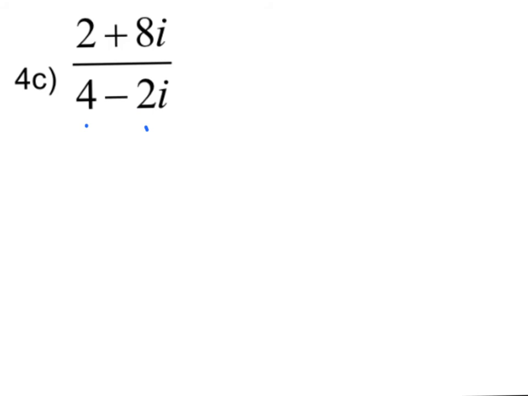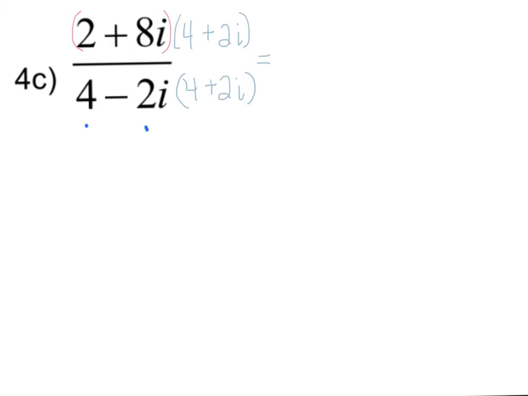Same procedure, we just need to find the complex conjugate of the denominator and multiply on bottom and top. So this is in complex number form, the a's first and then the bi second. It's minus 2i, so we need to flip just that sign to plus 2i. So we'll write that on the bottom and we write the exact same thing on the top. So these are two FOIL problems, or if you prefer, they're two box problems. So I'm going to go ahead and FOIL.